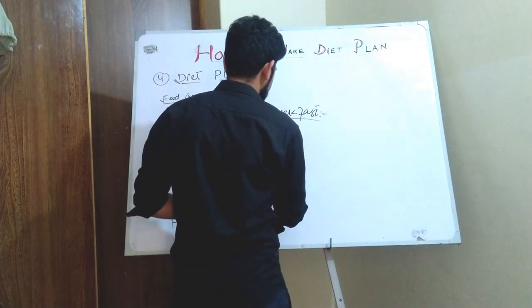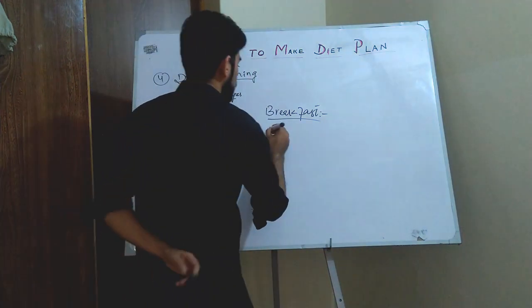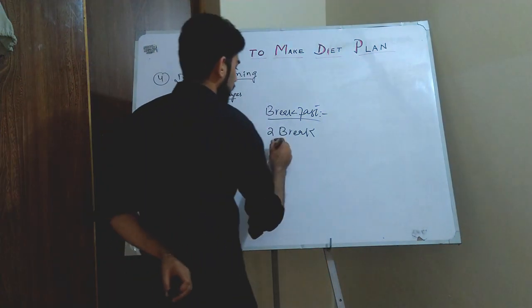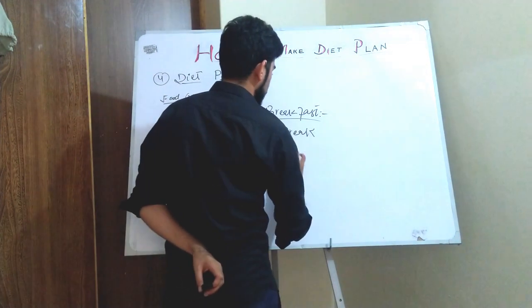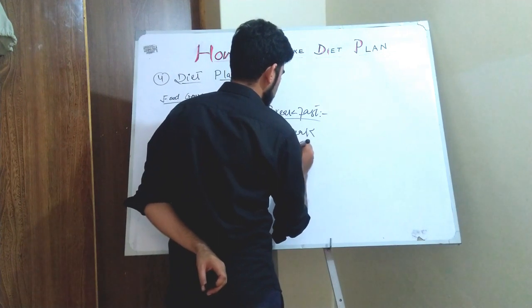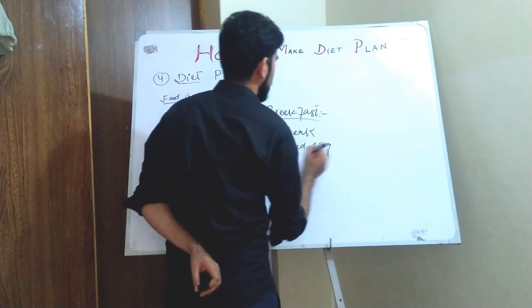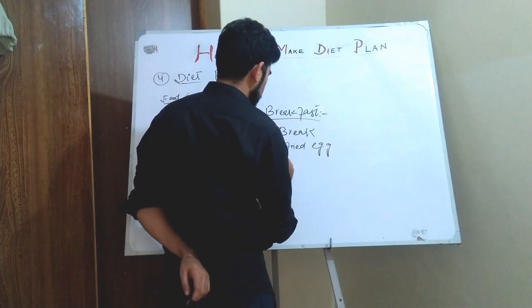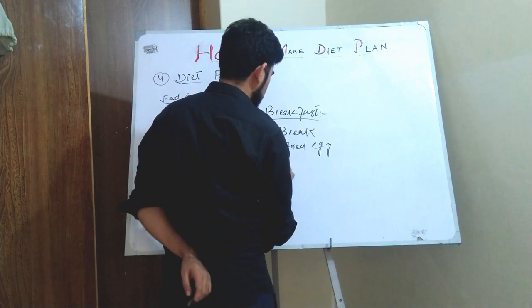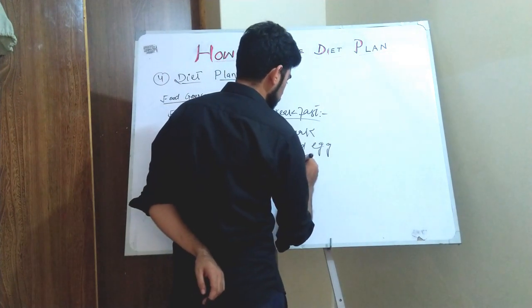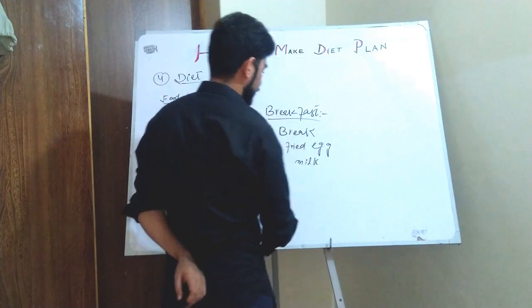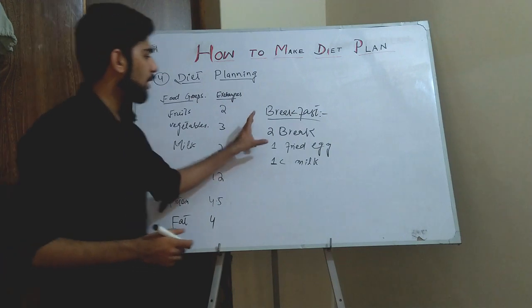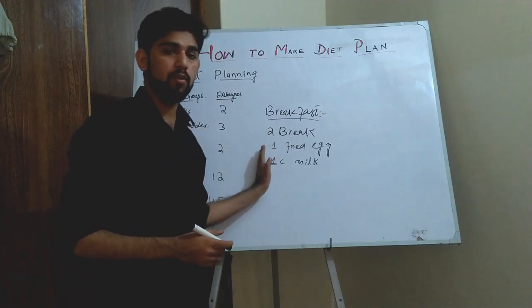I took 2 bread, 1 fried egg, and 1 cup milk. This is my breakfast, and we have to calculate the exchanges of these foods.